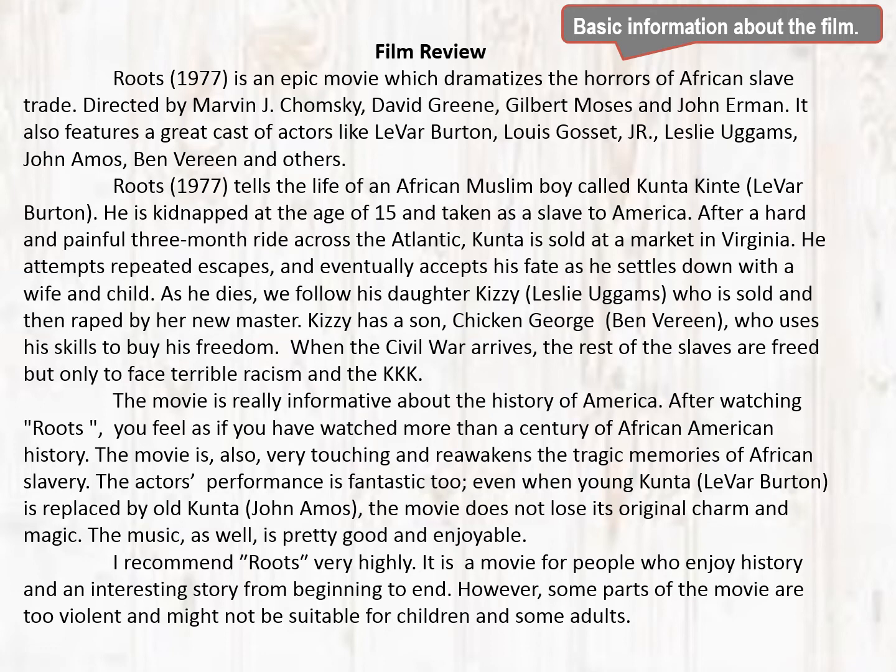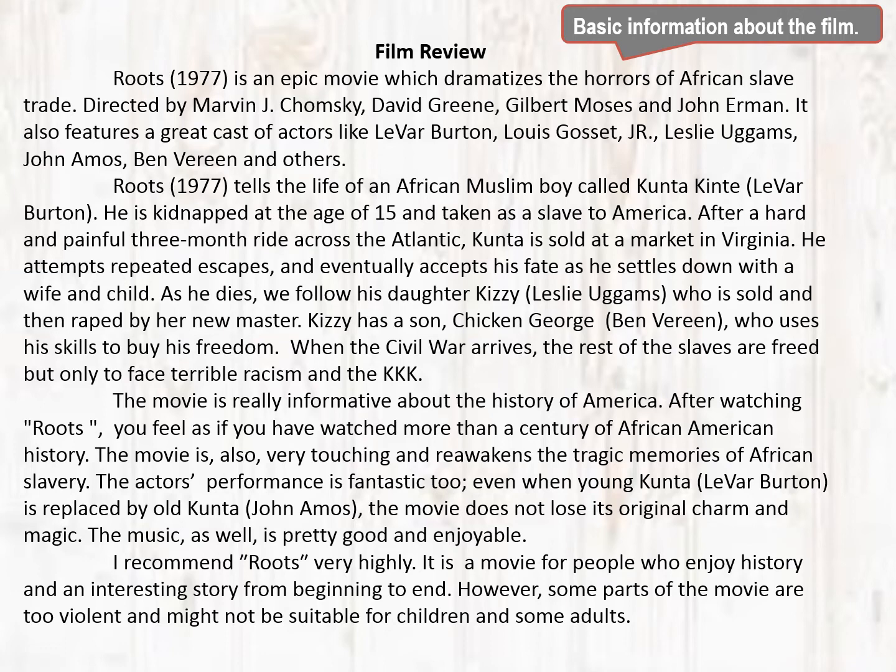Now what about paragraph 2? Let's read paragraph 2. Roots 1977 tells the life of an African Muslim boy called Kunta Kinte, LeVar Burton. He is kidnapped at the age of 15 and taken as a slave to America. After a hard and painful 3-month ride across the Atlantic, Kunta is sold at a market in Virginia. He attempts repeated escapes and eventually accepts his fate as he settles down with a wife and child.